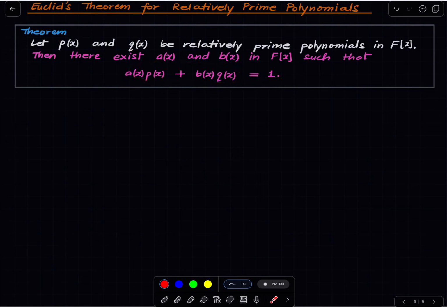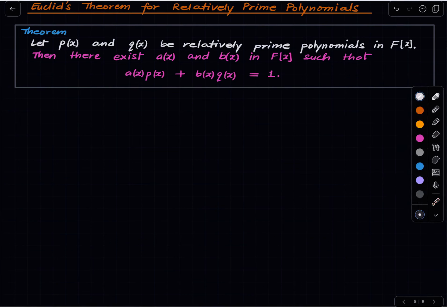Okay, so we will use the well-ordering principle. Just like one proves this for integers, the same kind of proof will be given. So here is how it goes. Suppose not. Suppose this is false. Then there are counterexamples to this proposition. So you can find polynomials p(x) and q(x) which are relatively prime, but for which you cannot find a(x) and b(x) satisfying this equality. So we will pick a smallest counterexample, smallest in some sense.